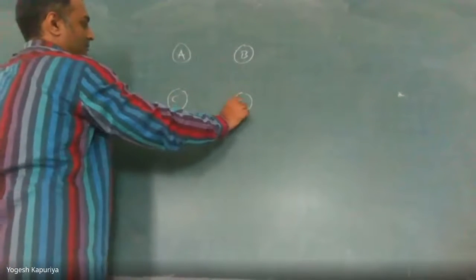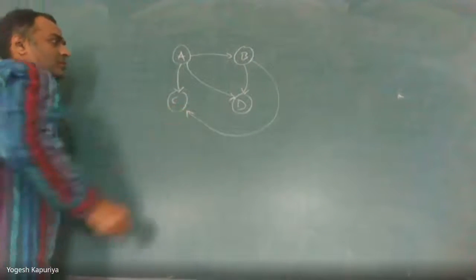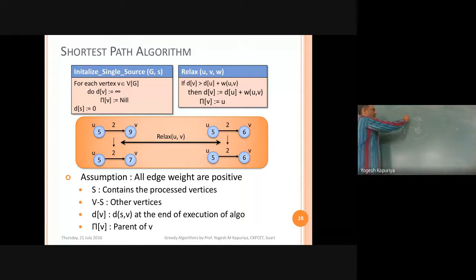A graph is given. Okay, so you have some weight associated with every edge, something like this. Right? So there is a graph and there is a weight associated with each and every edge.